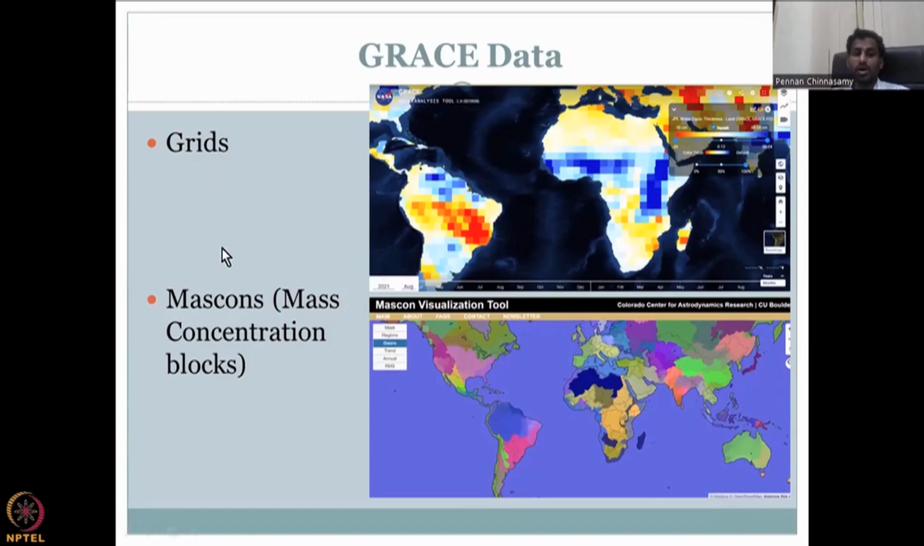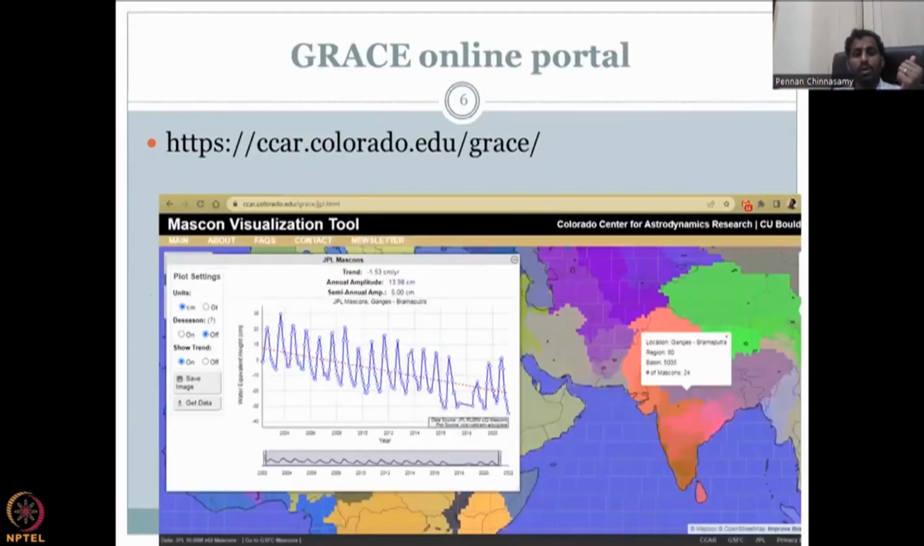So you can get it as grids or mass concentration blocks. 5 to 10 years ago, it was very detailed work you needed to do to get this data out. But now they have given you a visualizer from which you can easily download the data and use it. If you don't want to fully download the data, at least you can take these kinds of estimates from which you can clearly understand the trend of terrestrial water storage. And from terrestrial, if you know the soil moisture, you can actually get at groundwater.